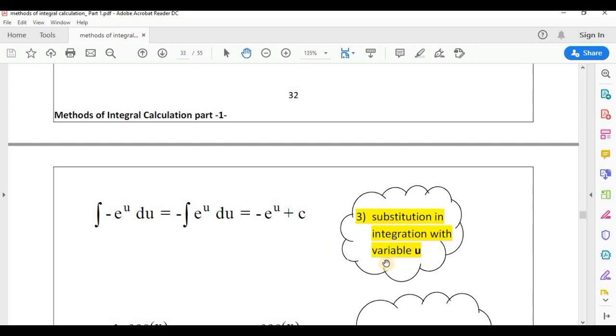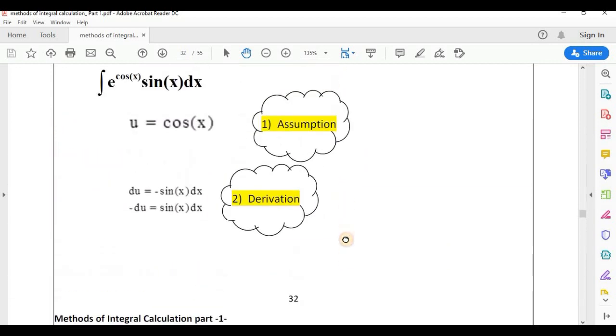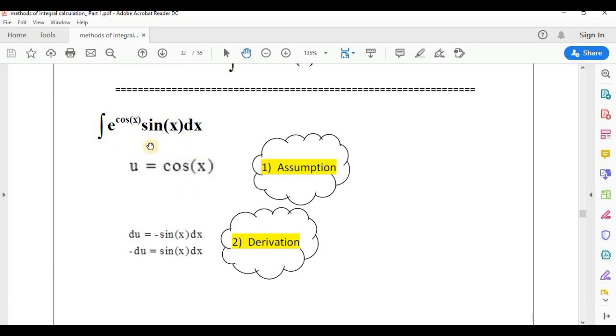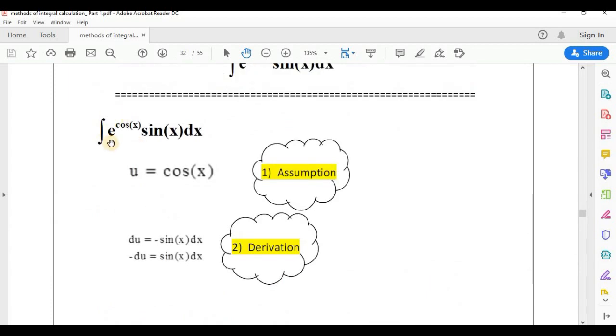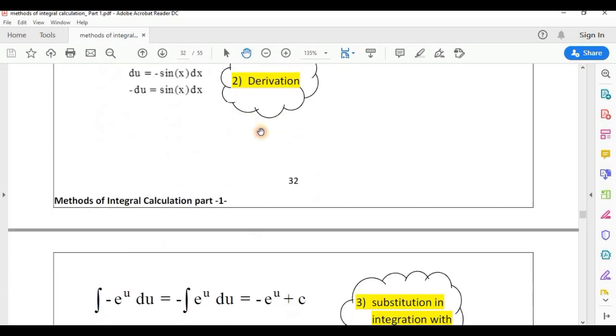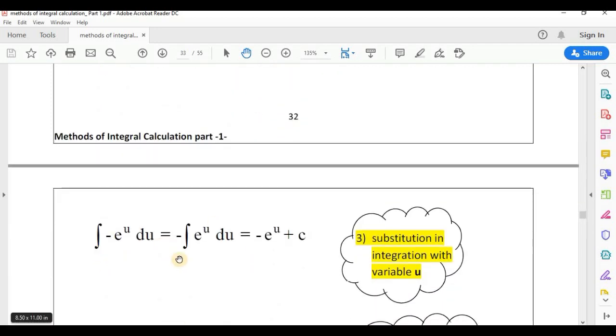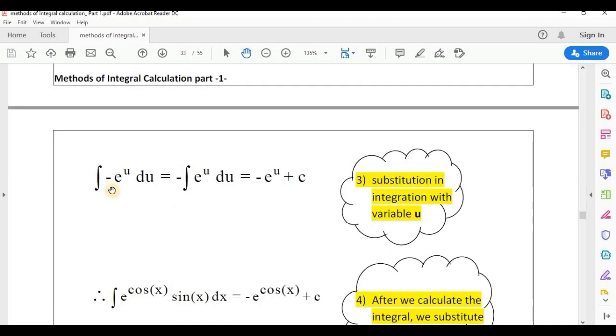Substitution, the integration with the variable u. We substitute all the integration with the variable u. So how will the integral become? The integral of e to the power cosine x will be e to the power u, and this part will be minus du. So it will be like this. The negative sign we take outside the integral, so the integral will be minus the integral of e to the power u du.